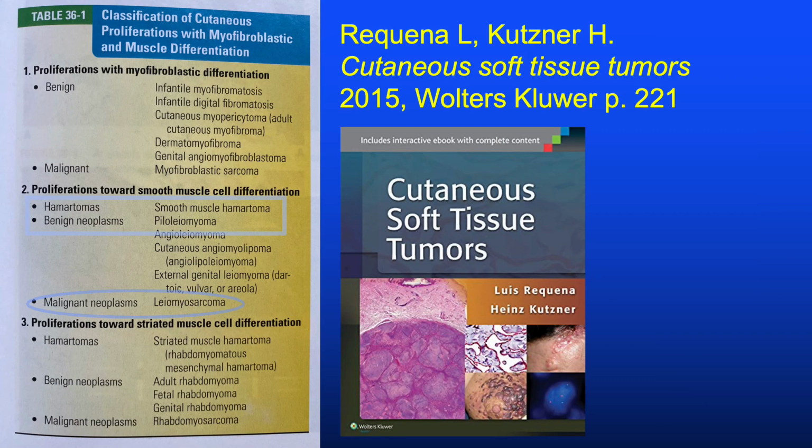And once again, a reality check against Requena and Kutzner's classification of cutaneous soft tissue tumors will show that we're really just scratching the surface of tumors with myofibroblastic and muscle differentiation. Myofibroblastic we're not even going to touch now. That often is included under the fibrohistiocytic topic. But looking at the other categories, we can really get away with just a very small number of lesions in terms of what would typically be routinely encountered perhaps on at least a yearly basis in most dermatopathology practices.